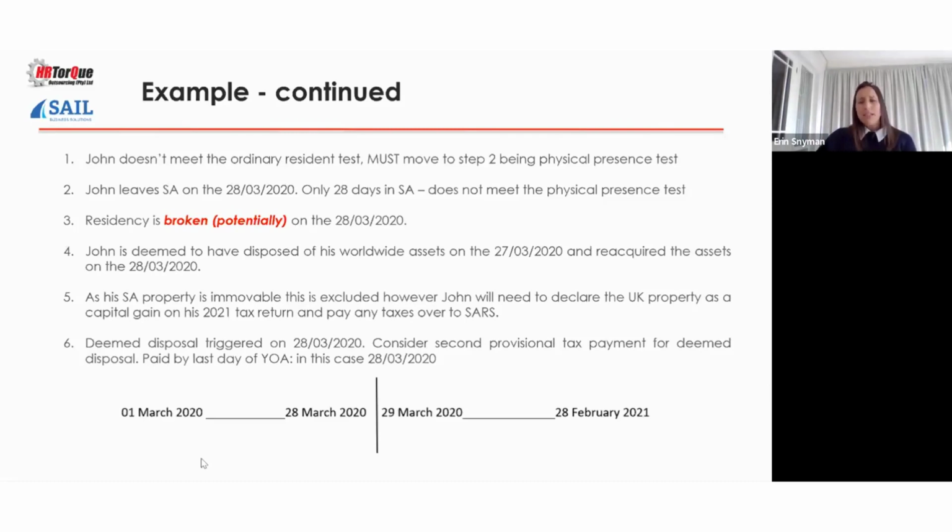Now, what I've done here at the bottom is show you the full timeline of the tax year, the year of assessment being 1st of March 2020 all the way to the end of Feb 2021. However, looking at John's example, he's leaving on the 28th of March, so we've got a short year of assessment. Your deemed disposal is triggered on the 28th of March, and your second provisional tax payment for your deemed disposal is effectively due on the last day of your year of assessment, in this case being 28th of March 2020. So you can see what cash flow implications this would have, and you can also see what issues this would create from an interest and penalty perspective from SARS if you haven't assessed everything prior to leaving South Africa.